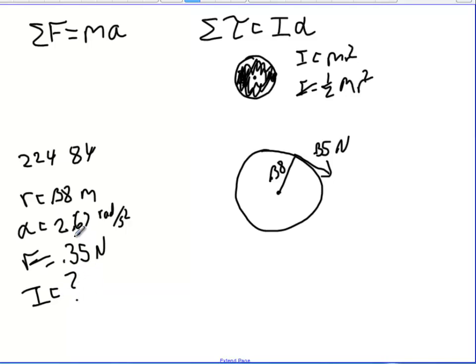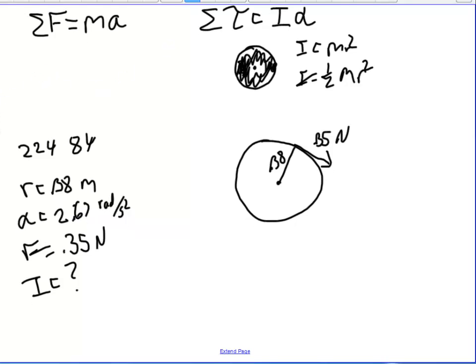Okay, well, we're going to use both of these torque equations together in order to get there. What we can say for sure is that torque is equal to force times lever arm, F times R. That means we're going to take this 0.35 newtons times 0.38 meters, because that's the lever arm, the radius of the wheel. When we do that, we get the torque that causes this thing to rotate, and it will be in Newton meters. So 0.35 times 0.38 is 0.133 Newton meters.